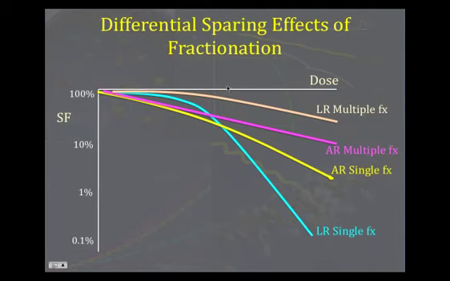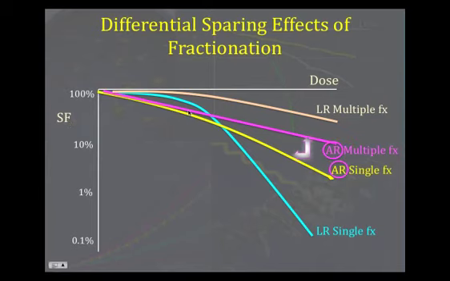So fractionation allows for a differential sparing of the different types of tissues. These are the two curves we just discussed, the acute responding to single fraction and the late responding to single fraction. Now we see that as we fractionate, we actually lose some effectiveness in regard to cell killing.